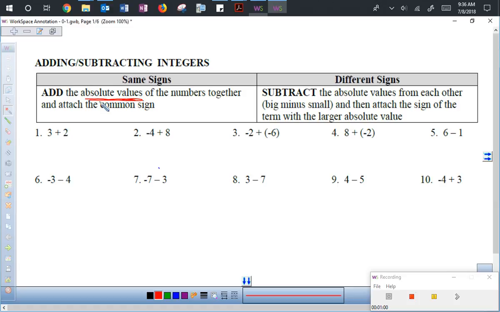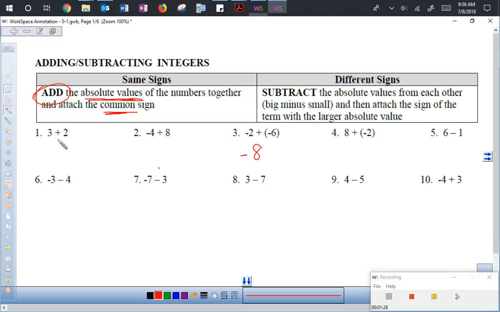We're going to look at just the numbers, and we're not going to worry about the signs until the end. For example, number 3. If you'll notice, both of these numbers are negative. They have the same sign. So we're going to look at just the numbers 2 and 6. We're going to add them together. So 2 plus 6 is 8. And then we're going to attach the common sign. So since they're both negative, our result will be a negative 8.